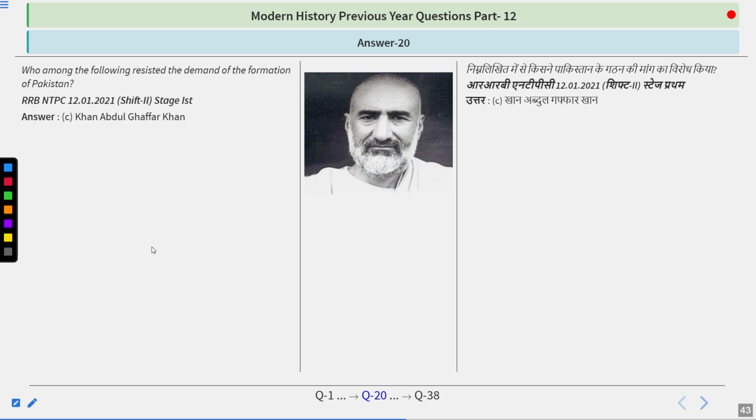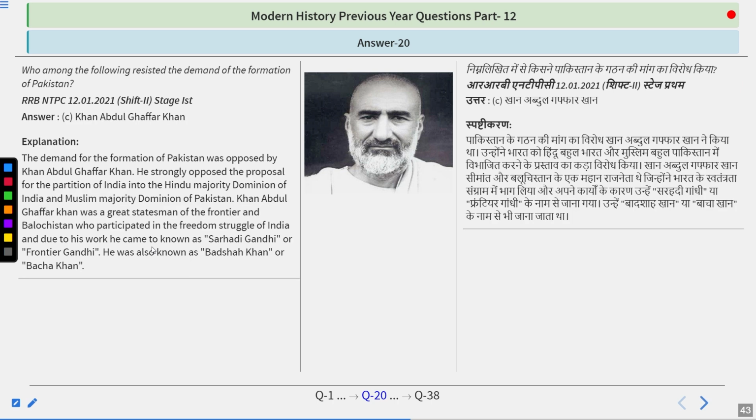Abdul Ghaffar Khan. So the demand for the formation of Pakistan was opposed by Khan Abdul Ghaffar Khan. He strongly opposed the proposal for the partition of India into the Hindu majority dominion of India and the Muslim majority dominion of Pakistan. Khan Abdul Ghaffar Khan was a great statesman of the frontier and Baluchistan who participated in the freedom struggle of India. Due to his work, he came to be known as Sarhadi Gandhi or Frontier Gandhi. He was also known as Badshah Khan or Bacha Khan.